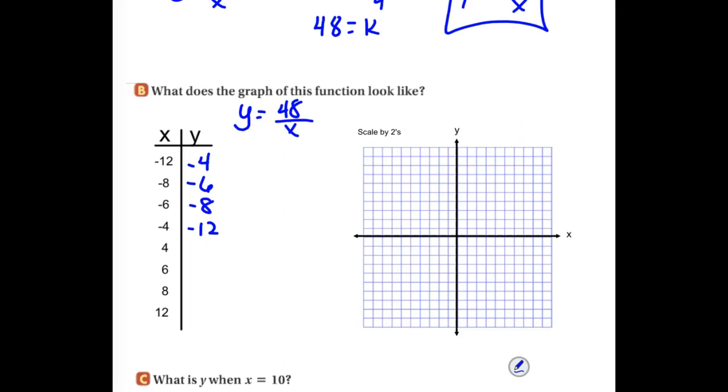Okay, let's plot those first. Notice that we are going by 2's here. Okay, so at negative 12 for x, we are at negative 4. Sorry, I said we're going by 2's and then I didn't go by 2's. Negative 12, negative 4. All right, negative 8, negative 6, negative 6, negative 8, and negative 4, negative 12. Okay, so that is half of our graph. We have a branch here.